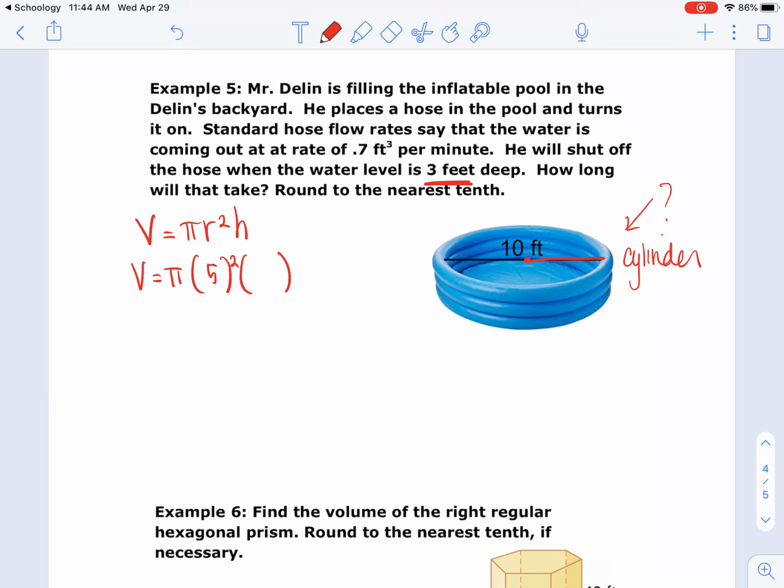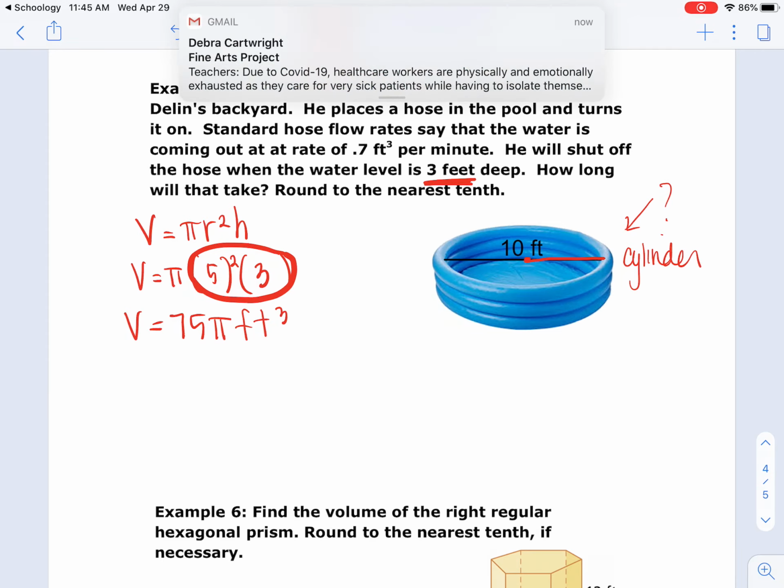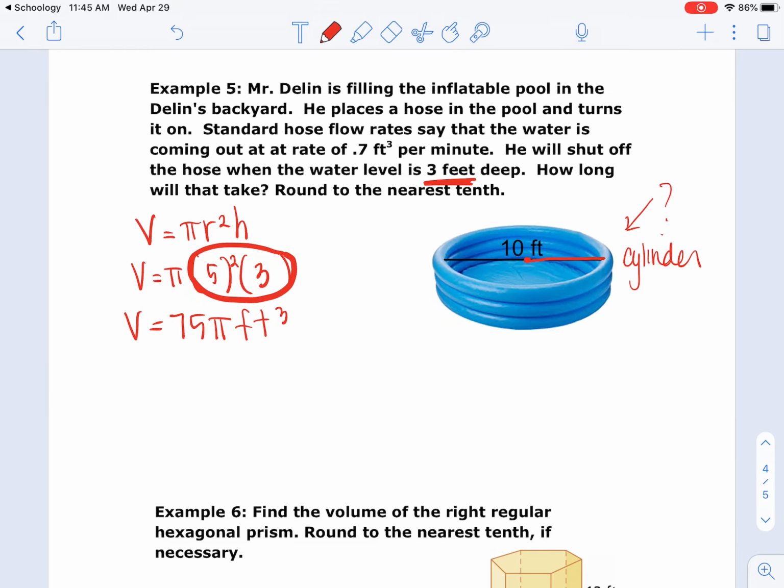Now it says that he's going to fill it up to 3 feet deep, so we're going to put a 3 for the height. The pool might be taller, but remember, we want to know how much water's going in there anyways. So volume equals, I'm going to get an exact answer by putting this in my calculator. That's 75, and then put pi on your answer, feet cubed. Okay, so that's the volume of the pool, of how much water I put in there, okay? But that's not the question. It says, how long will it take to fill the pool?